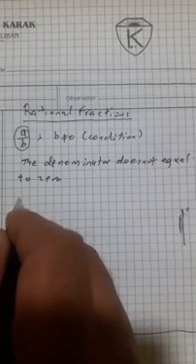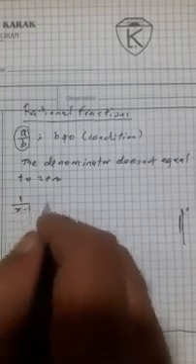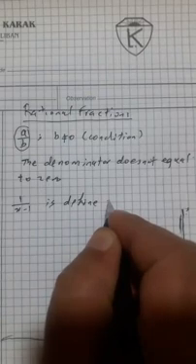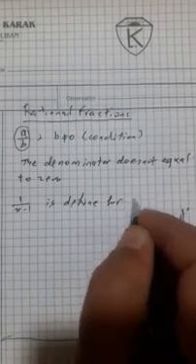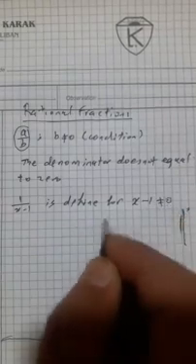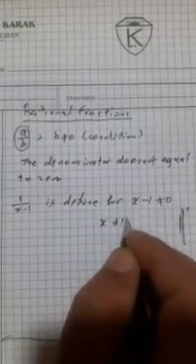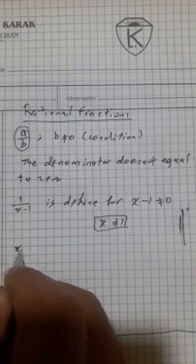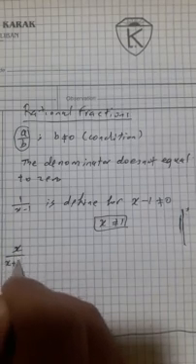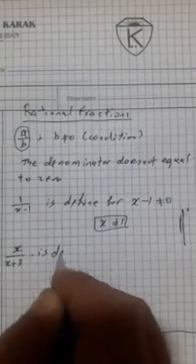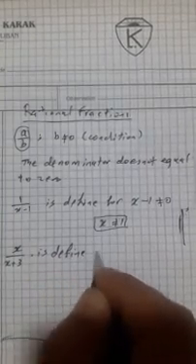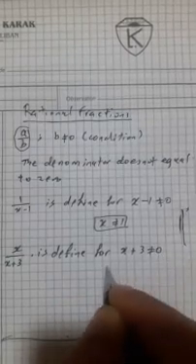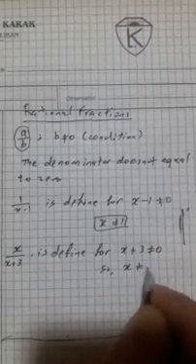Example, if we have 1 over x minus 1, we said it is defined for x minus 1 does not equal to 0. That means x does not equal to 1. Another example, x over x plus 3 is defined for x plus 3 does not equal to 0, so x does not equal to minus 3.